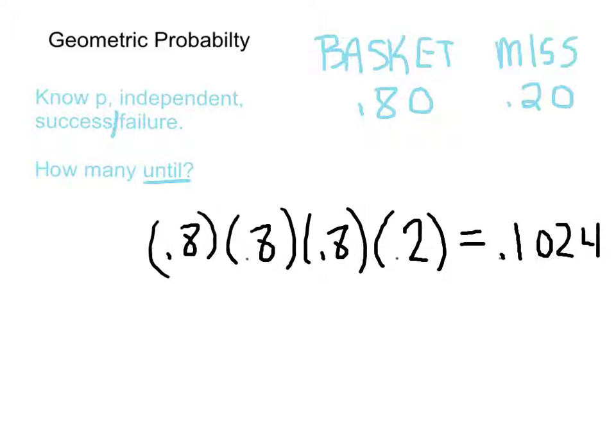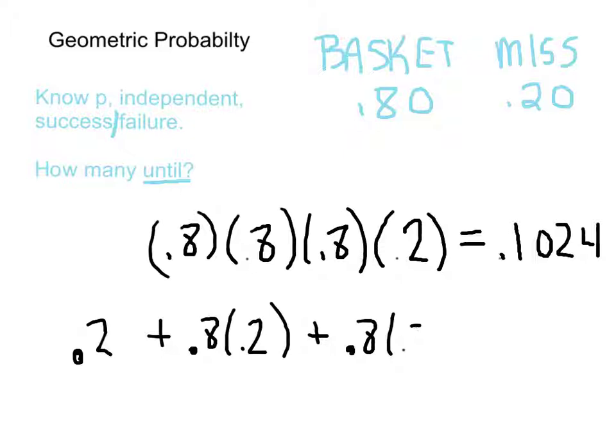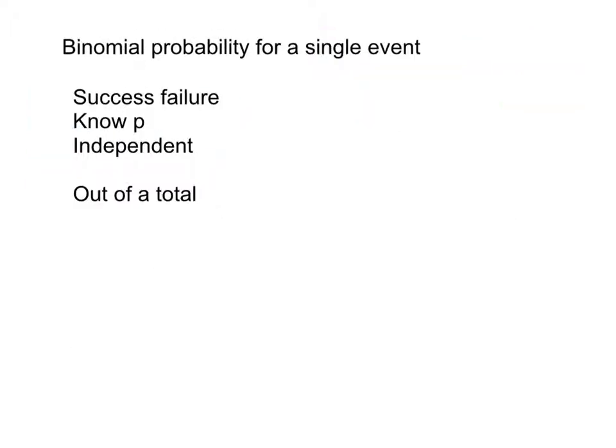Like, for example, what's the probability that I miss my first basket in the first 3 shots? So that could be I miss on the first shot, or it could be I make the first basket but I miss on the second shot, or it could be I make the first 2 baskets but I miss on the third shot. So the probability my first miss comes in one of the first 3 shots is 0.16.